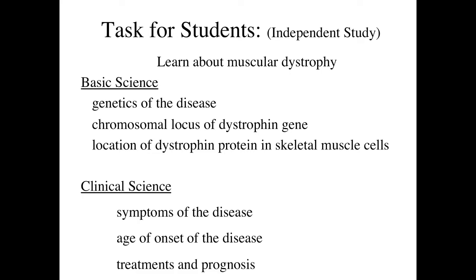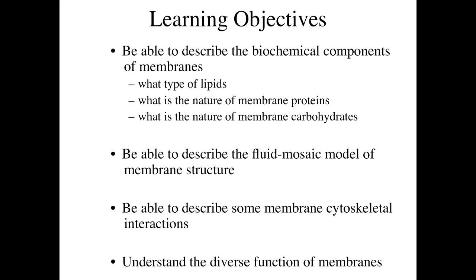From a clinical perspective, what are the symptoms of the disease? What's the age of onset for the disease? What are the treatments and prognosis for patients that have muscular dystrophy?